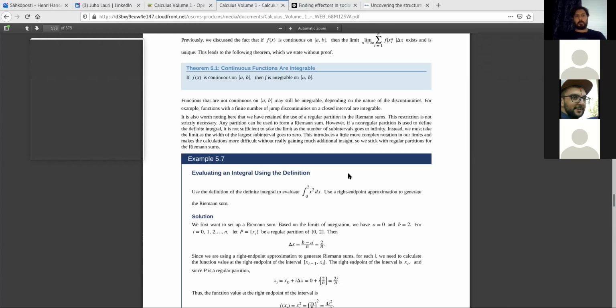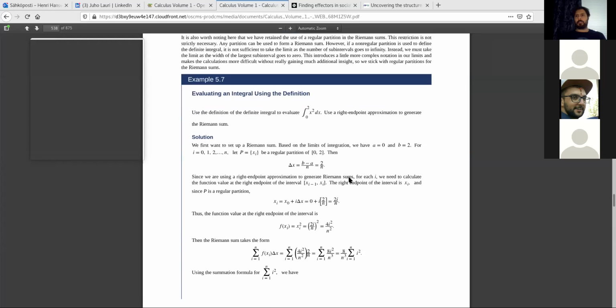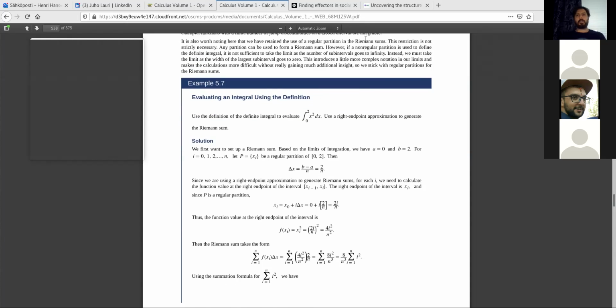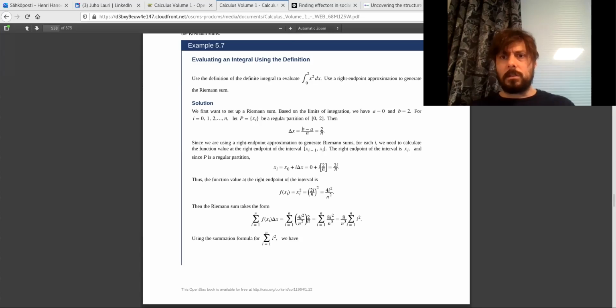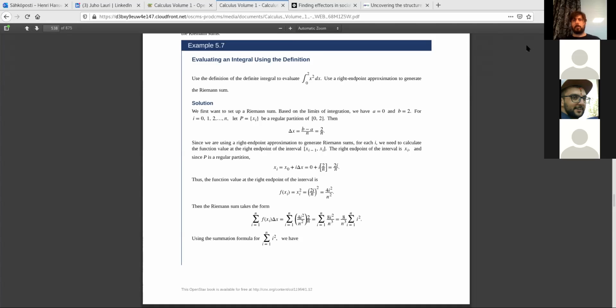So how do we evaluate this integral using this definition? Let's have a 3-minute break now. And I'm going to put some now. But it seems like the picture is, oh, now it's working again. Okay, good.